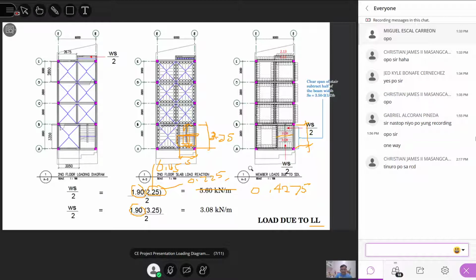Okay, sorry class. This one is 3.25. That is already okay. Okay, dapat ito 0.45. So this now is 3.08. So, tama yung load natin dito because that is the load of the stair. But this one is wrong. It should be 0.4275. That is due to live load. Okay?